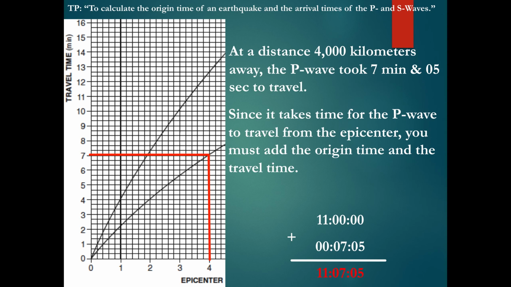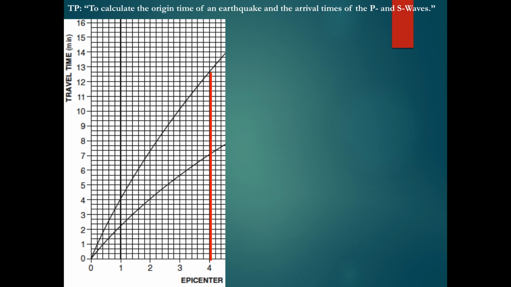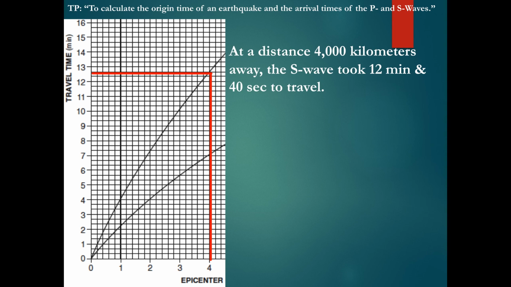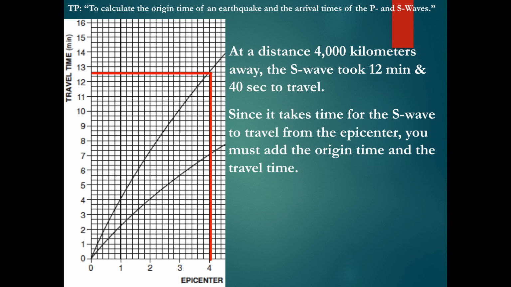Let's see. For the same station, we go to 4,000, bring that across, and we get 12 minutes and 40 seconds. Since it takes time for the S wave to travel from the epicenter, you must add the origin time and the travel time. So we have 11 hours, 0 minutes, 0 seconds, and we have 12 minutes and 40 seconds. Add the two together, and we get 11 hours, 12 minutes and 40 seconds for the S wave to travel that distance from the origin time.